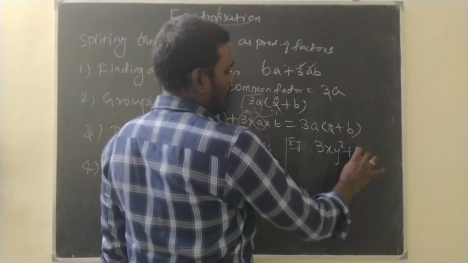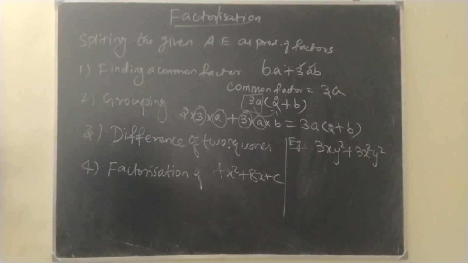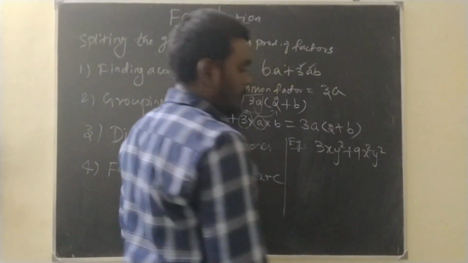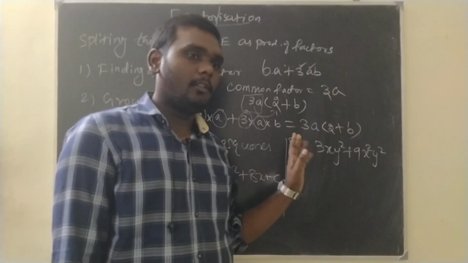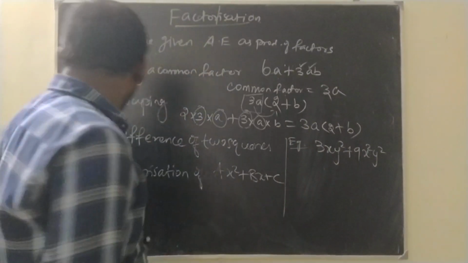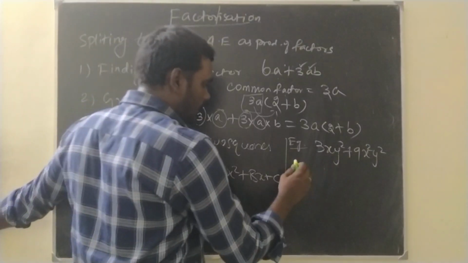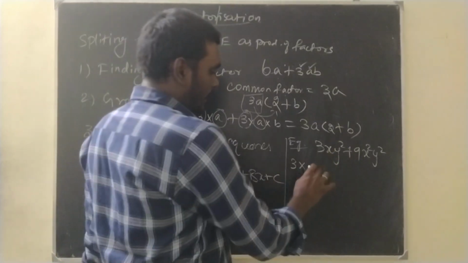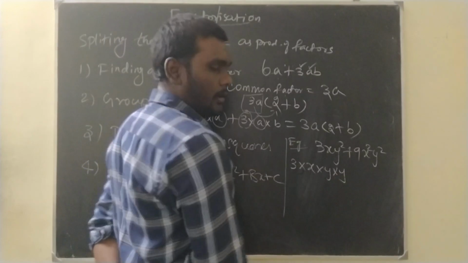3xy square plus 3x square y square. Sorry, 9x square y square. Okay. Now we are going to take common factors for this using the grouping method. So this can be written as 3 into x as it is, y square we can write it as y into y.